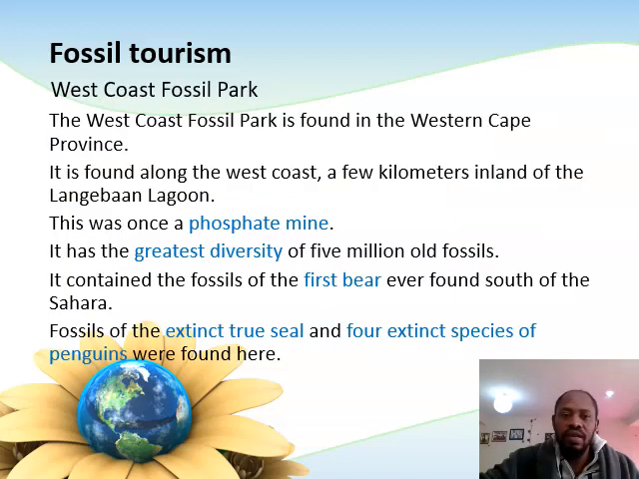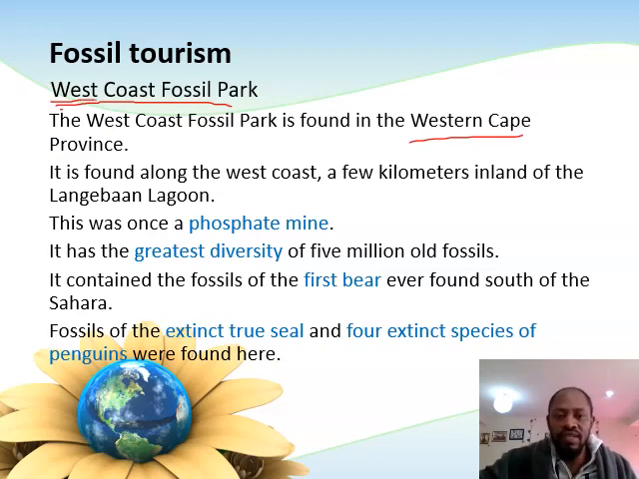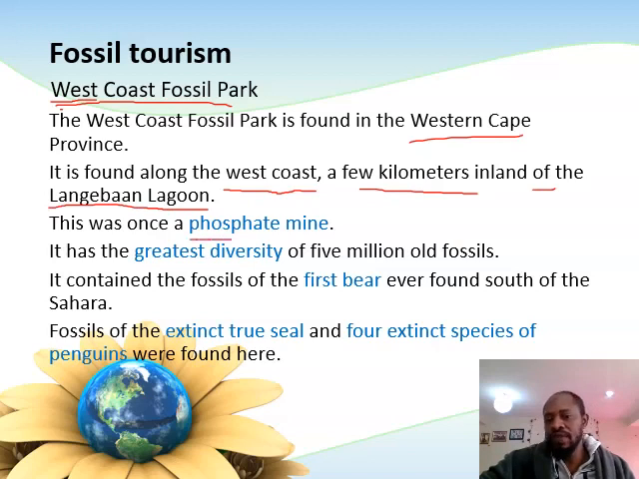Another fossil site is the West Coast Fossil Park. It is found in Western Cape, hence the name, the West Coast. It's found in Western Cape province along the West Coast, a few kilometers inland of the Langebaan Lagoon. Previously, it was a phosphate mine, which means it was used for mining phosphates. Okay, but it was then discovered to have a lot of fossils, and it was then converted to a fossil site.